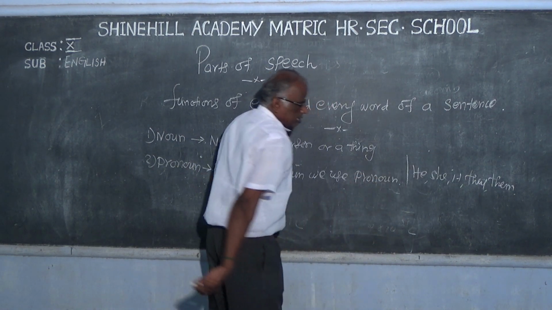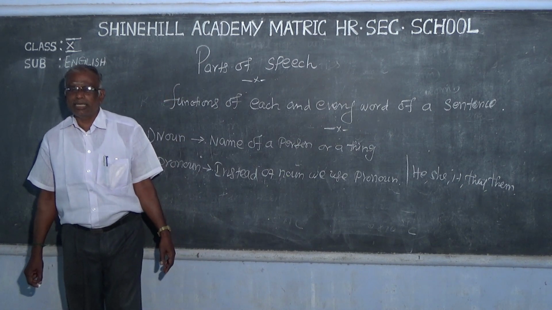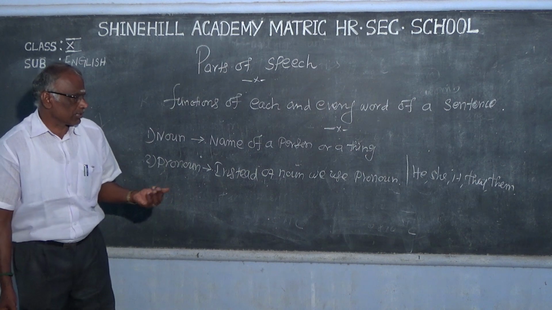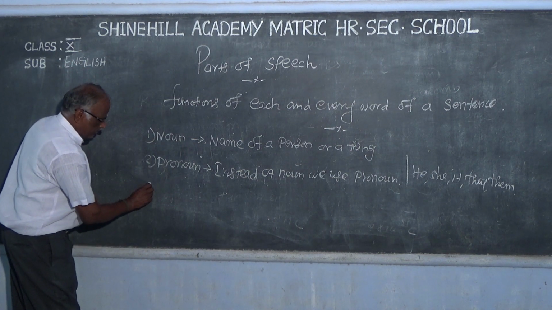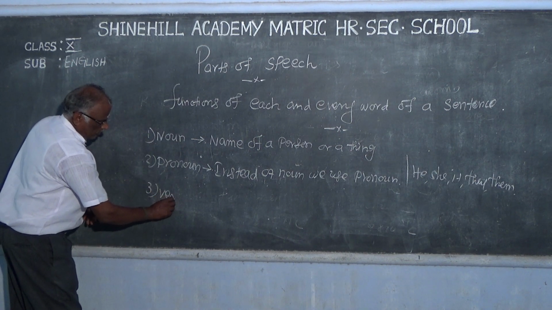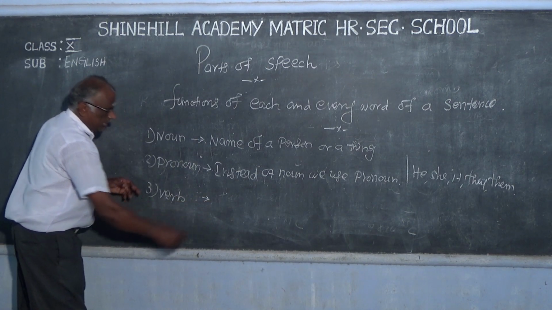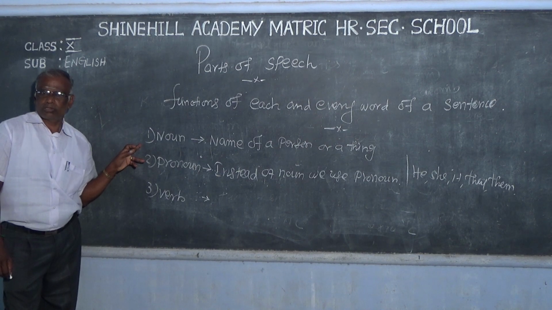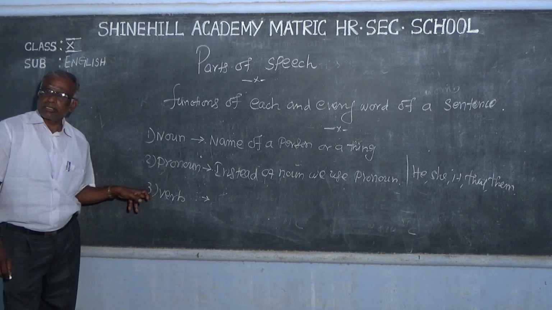So these are all the examples: he, she, it, they, them, our, his, him. Like this, that you know well already. Okay. I think all of you have a clear idea regarding the noun and the pronoun. Then the next one is verb.